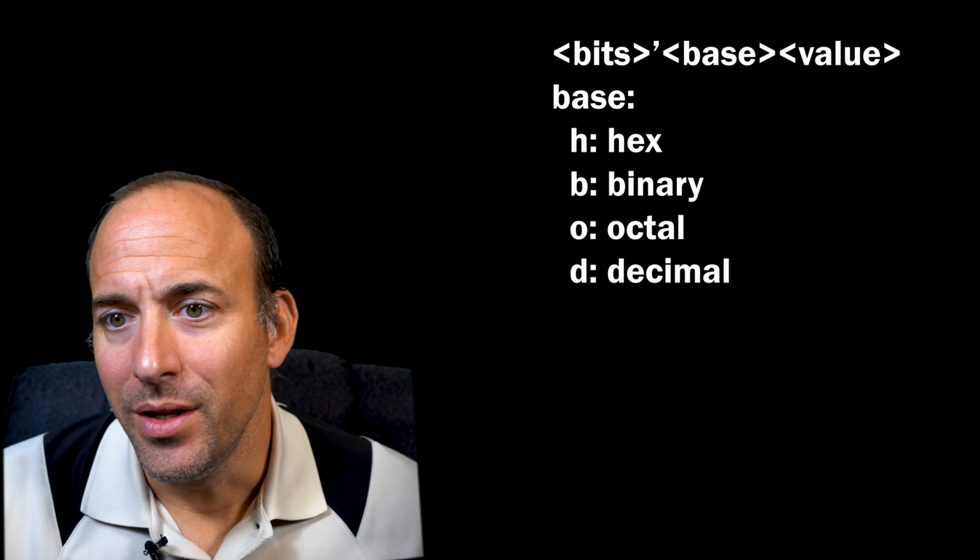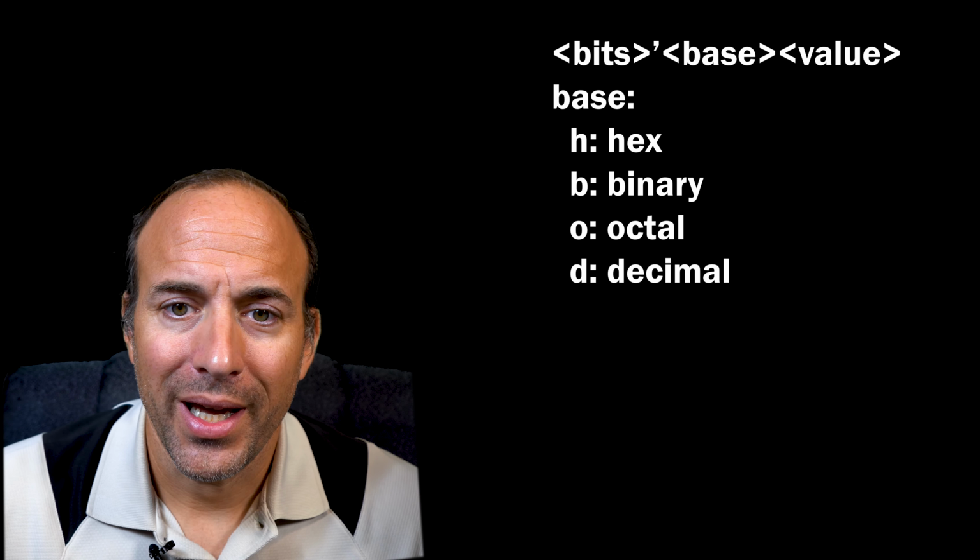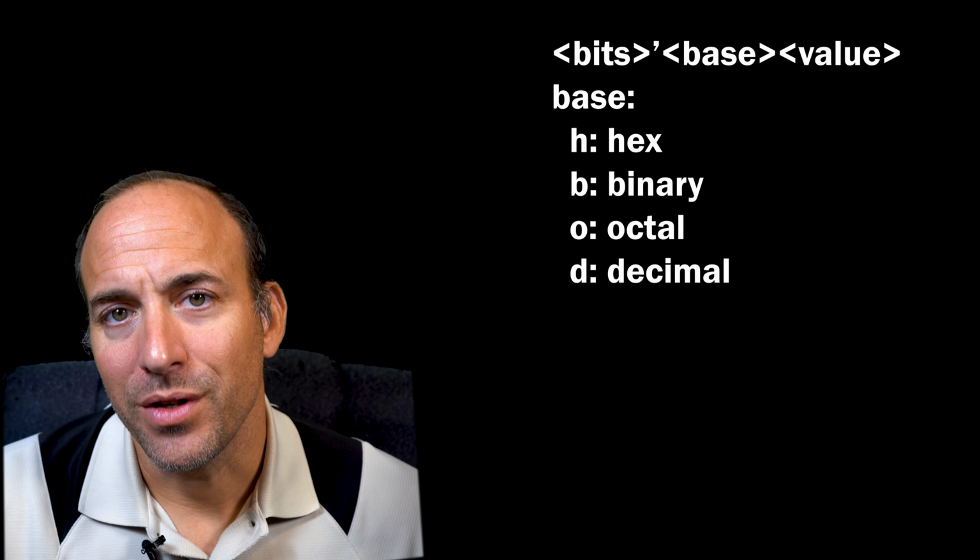SystemVerilog also supports explicit bit widths for constant numbers. When specifying a constant number in SystemVerilog, you should specify its bit width, followed by an apostrophe, followed by a base specifier, followed by the value. The base specifier is H for hexadecimal, B for binary, O for octal, and D for decimal.